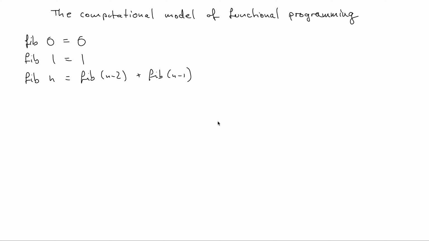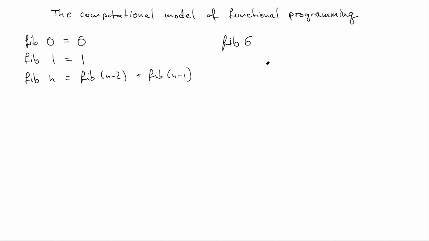The second sense in which functional programming is easier than imperative programming is that the computational model is just replacing equals by equals, as we've done in high school algebra when we learned how to compute with numbers and variables and letters. So to explain this in detail, let's just see how to compute, say, Fibonacci of 6.